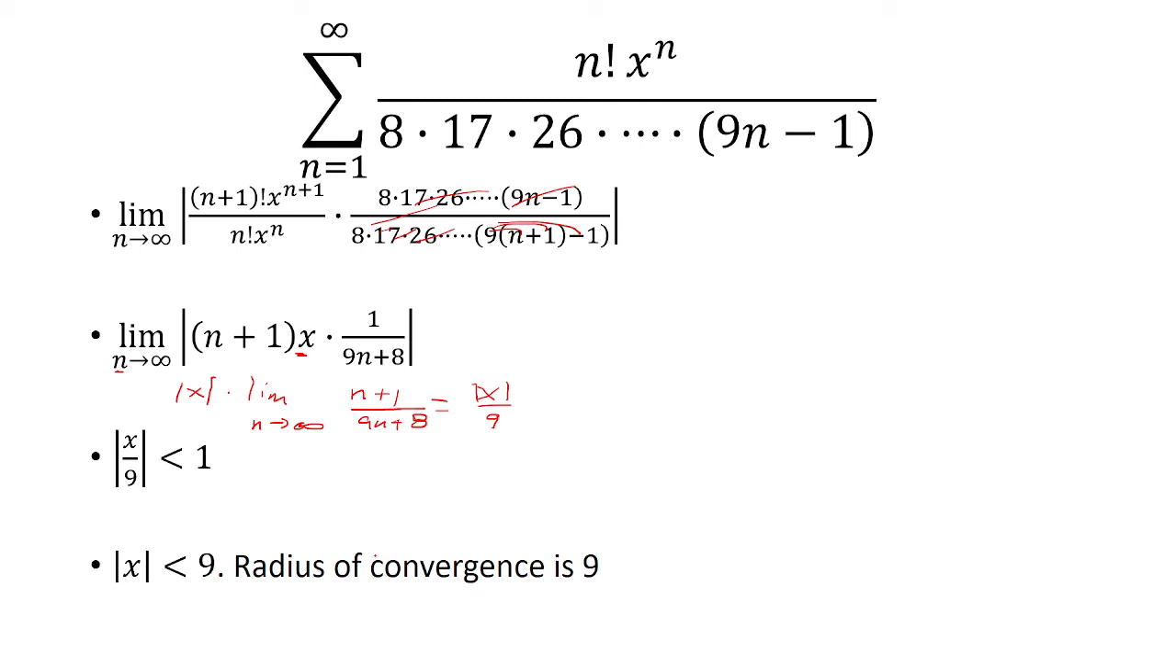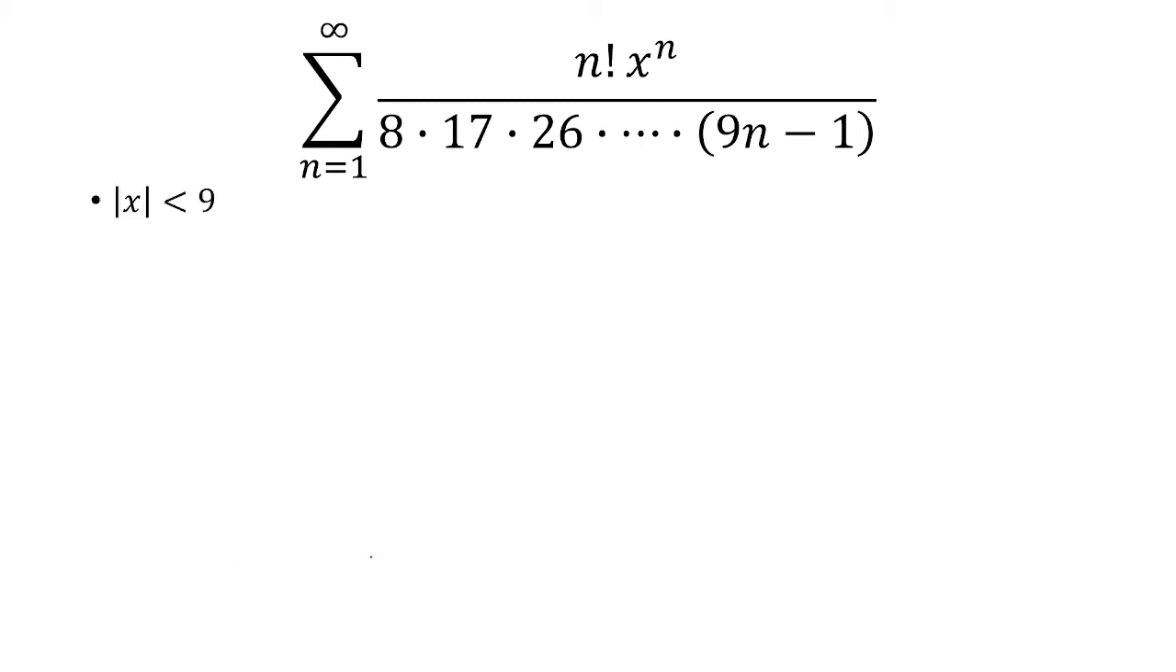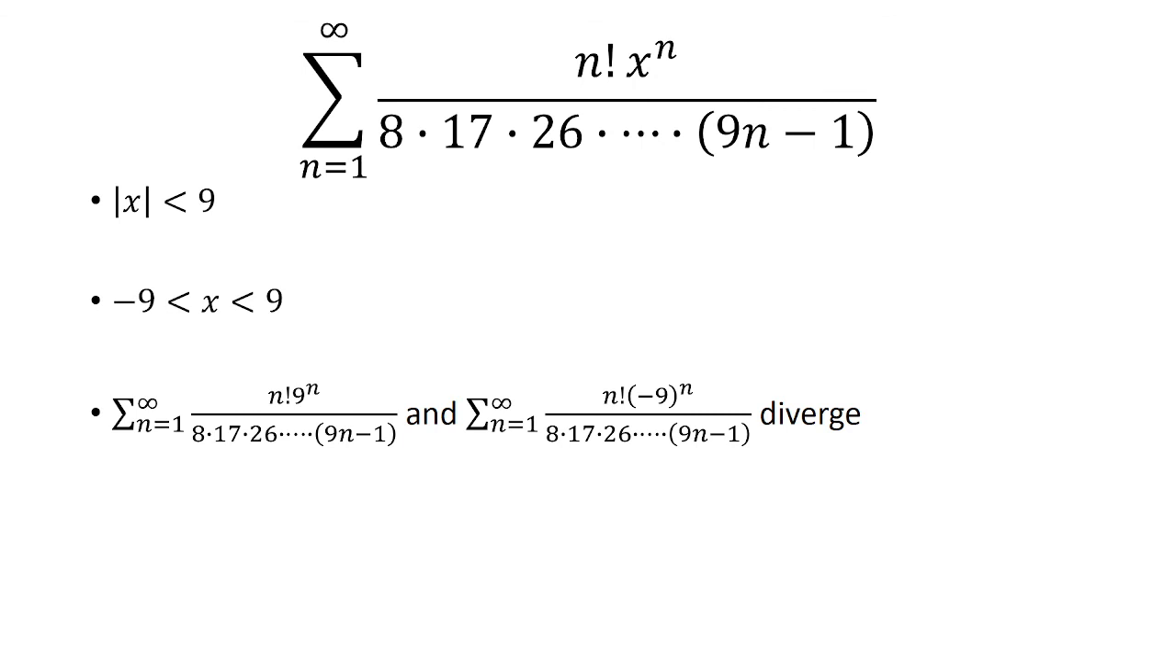Now let's find the interval of convergence. So if the absolute value of x is less than 9, that means x has to be between -9 and 9. So our goal here is to check -9 and 9 to see if we want to include the endpoints. And if you plug in x equals 9 and -9, the limit of the sequence itself goes to infinity. Therefore, by the nth term test, both of these series diverge. So we do not include the endpoints and say that the interval of convergence is from -9 to 9.